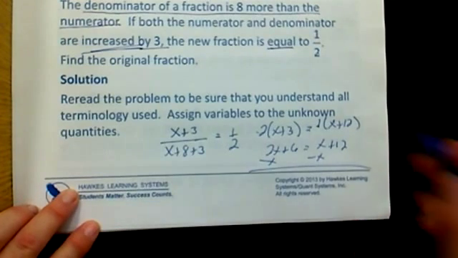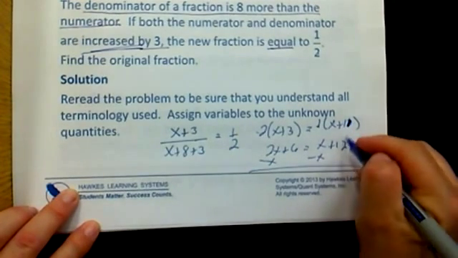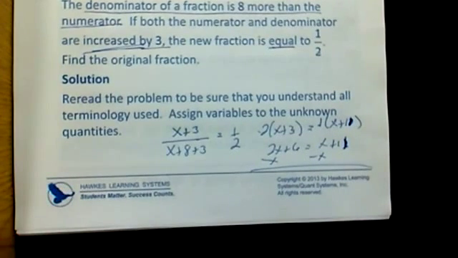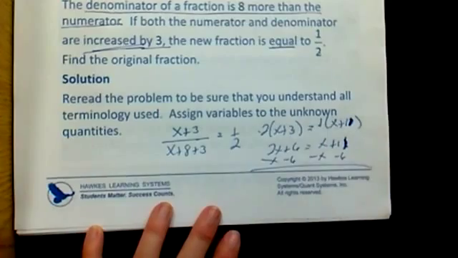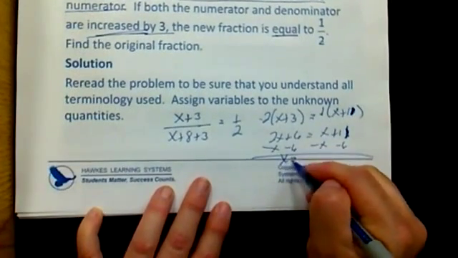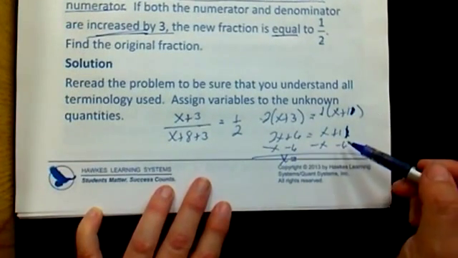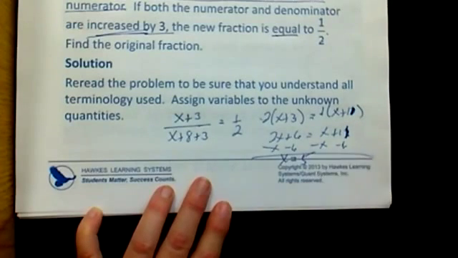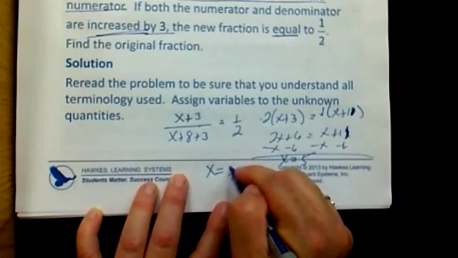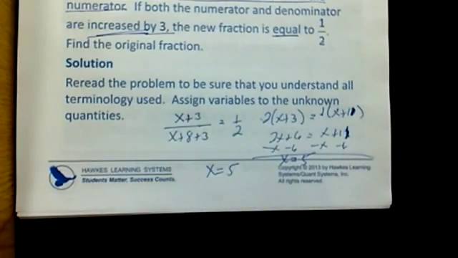Oh, 8 plus 3. Oh, yep, thank you. Good thing you guys are paying attention out there. It is 11. Thank you. And so then if I minus 6, I find that x is equal to 11 minus 6, which is 5. So x equals 5.